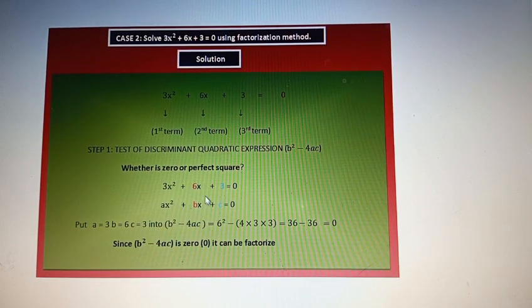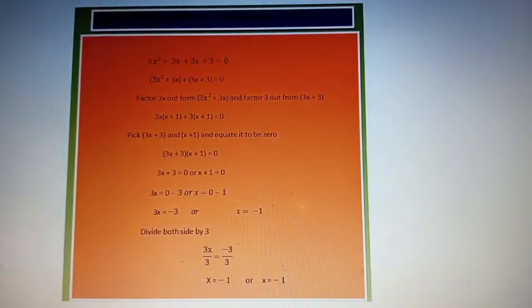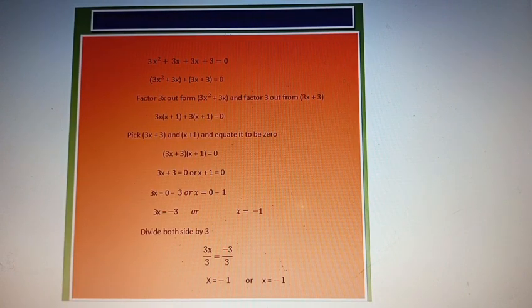Then b is 6. 6 squared will give us 36. And 4 times 3 is 12, and 12 times 3 is 36. 36 minus 36 is 0. Since our b squared minus 4ac is equal to 0, it can be factorized. Then we'll now move to the next step.